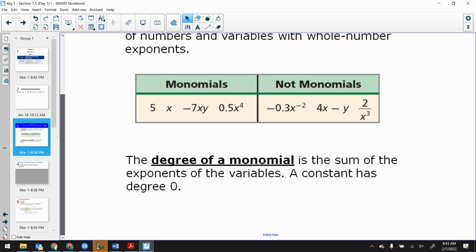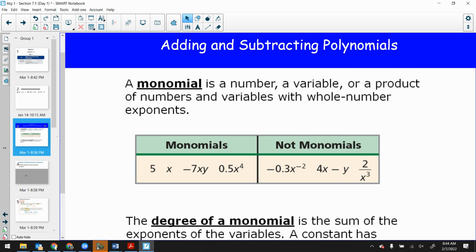The degree of a monomial, now this is important, and I want to make this distinction. I'm talking about only the degree of a monomial, a single term. There are different rules to play by if you talk about a polynomial. This is just a monomial. The degree of a monomial is the sum of the exponents of the variables. What does that mean? Sum means to add. So I'm going to add up the exponents of the variables if I want the degree of a monomial. A constant has a degree of 0, and we'll talk about that in a second.